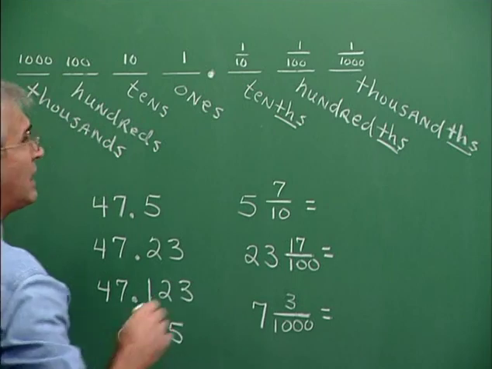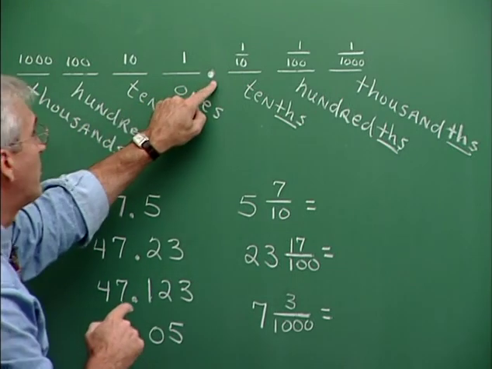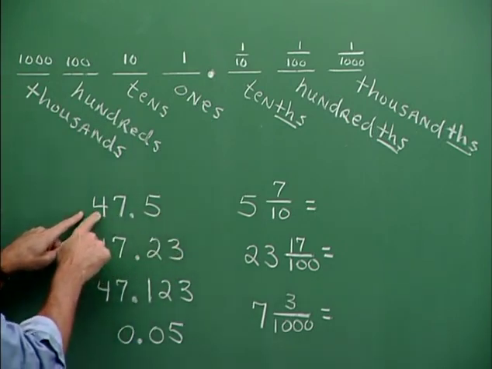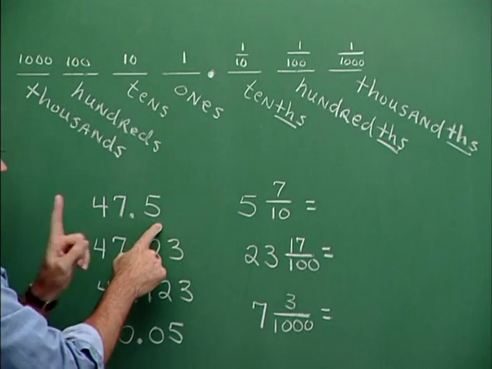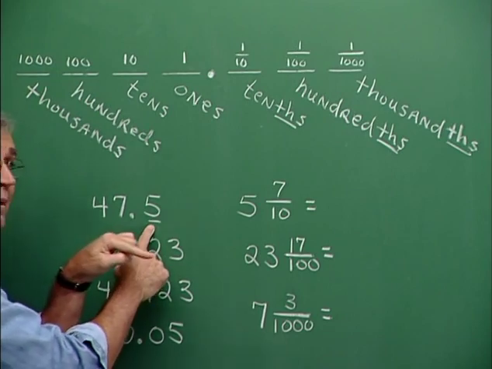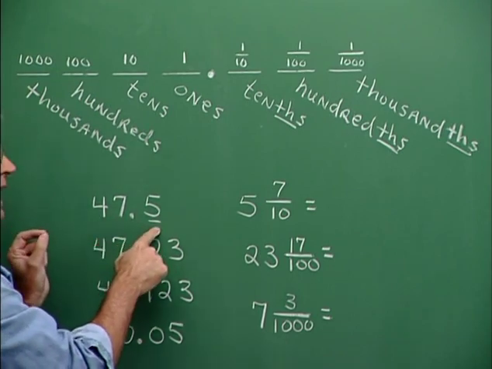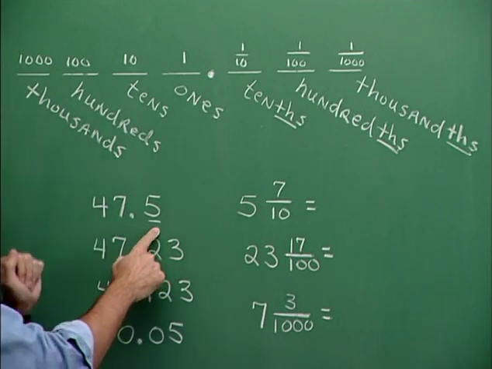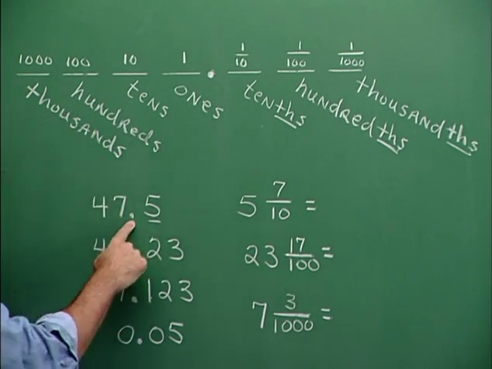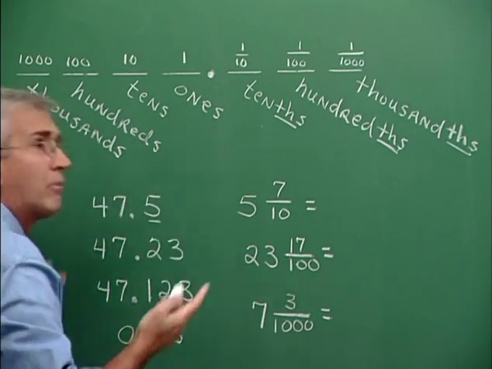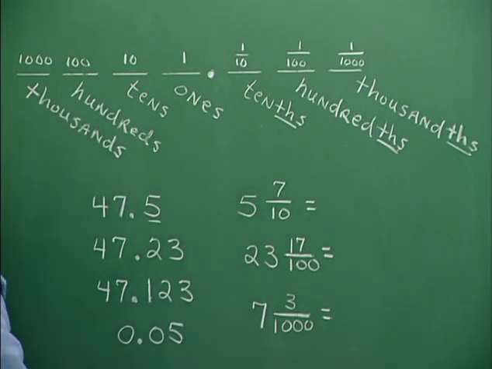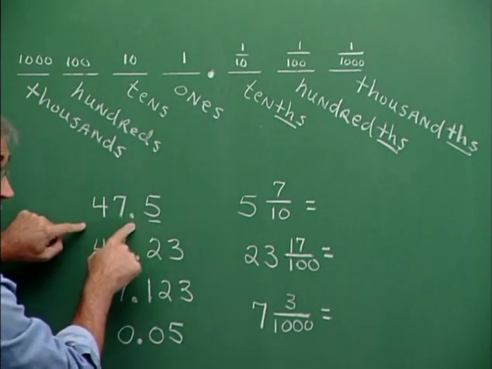Now, to read a decimal, we read the decimal point using the word "and." So to read this number, it would be 47 and 5. Then you read the name for that digit. This digit is in the tenths place. So we say it's 47 and 5 tenths. So the digits to the left of the decimal form a whole number, the whole numbered part of our mixed number, we could say, and the fractional part is to the right of the decimal. So "and" is read with the decimal point.